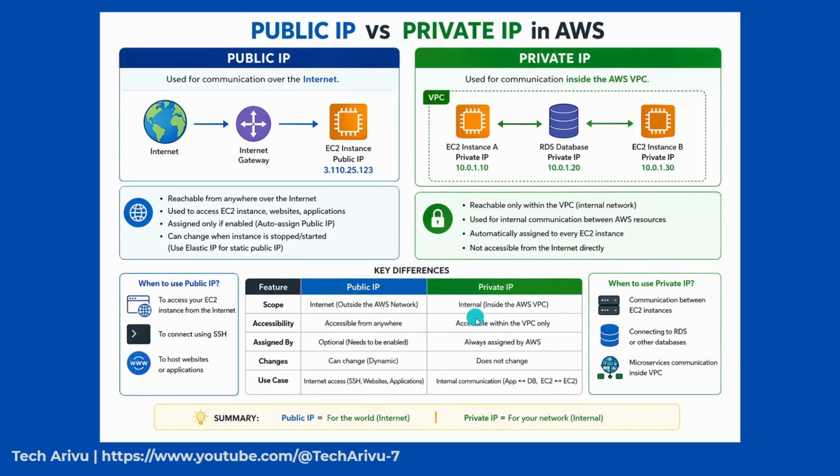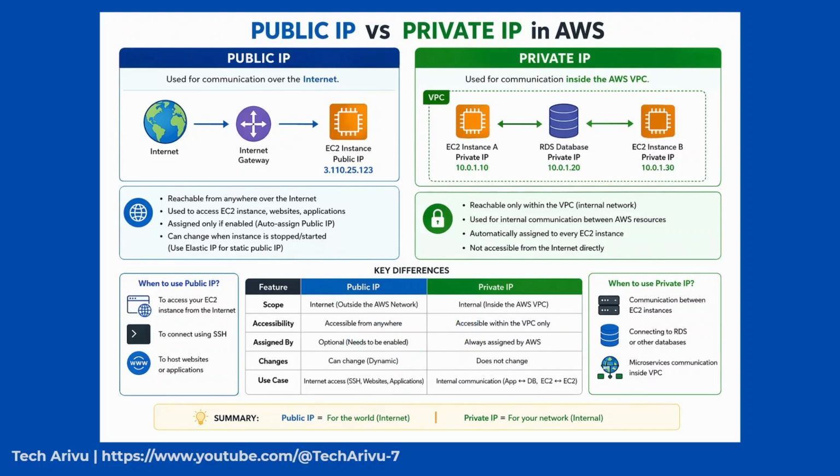A quick comparison between these two. Private IP is used inside the AWS network, which is a VPC. Public IP is used outside on the internet. Private IP cannot be accessed from the internet. Public IP can be accessed from the internet. Private IP is always assigned. Public IP is optional. So the simplest way to remember is private means inside, public means outside.